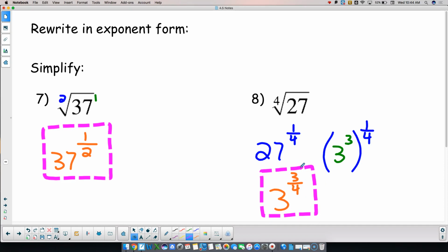Now, why do we do this? We do this because if I have the 4th root of x times the 4th root, or excuse me, times the 3rd root of x, I can't do anything with those because they have different indexes, right? But if I put them into exponent form, now I can do something with them. And I can add the exponents and get it into one radical. That's why we do this.